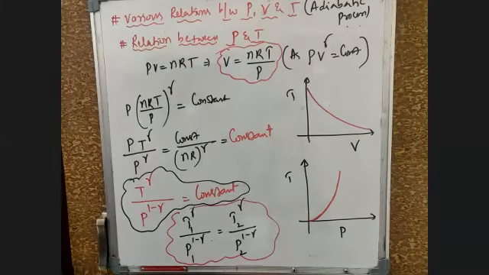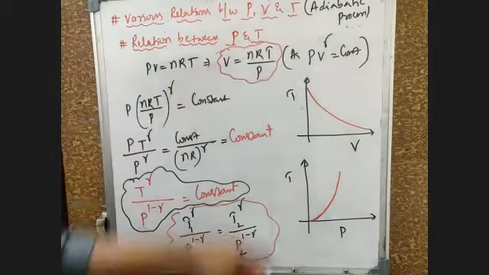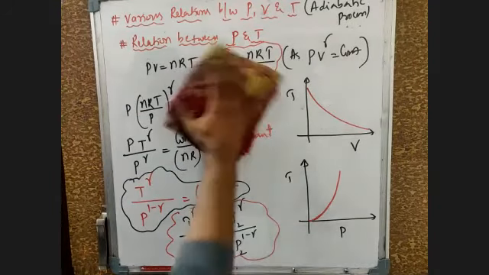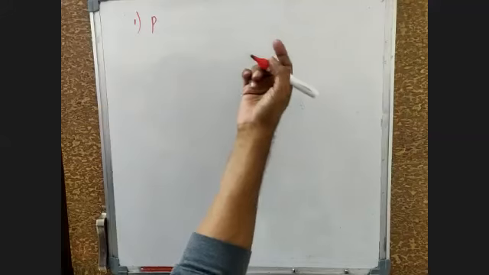So we got three relations. Relation between pressure and volume, relation between volume and temperature, and the relation between pressure and temperature. What is the first formula we got? Sir, first one is dP by P equals minus gamma into dV by V. So that is the relation between pressure and volume, and the first formula you need to remember is this one.